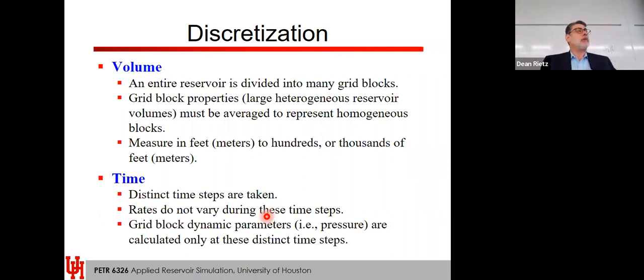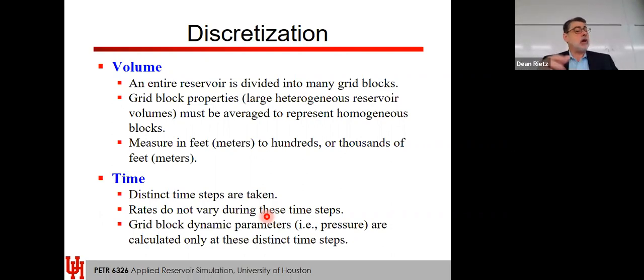The reason I'm telling you this is that the finer the model, the finer the grid blocks, or the more refined the model, the longer it's going to take to run. That's the key thing you're fighting against. You want to run it in a reasonable amount of time. How do you optimize it?